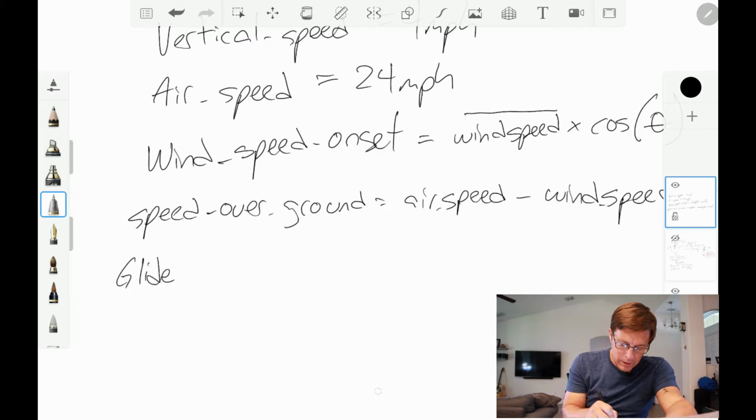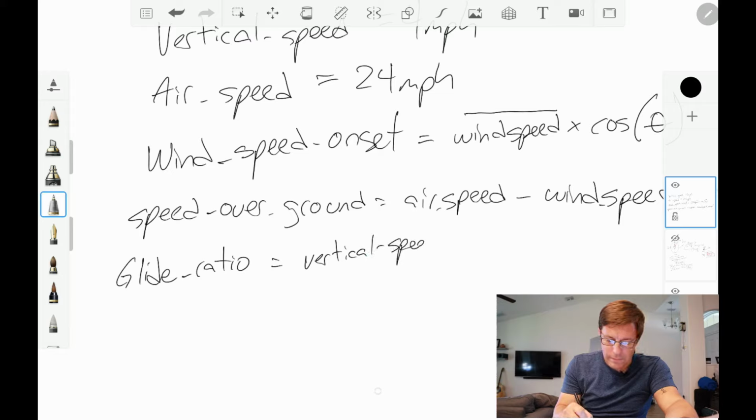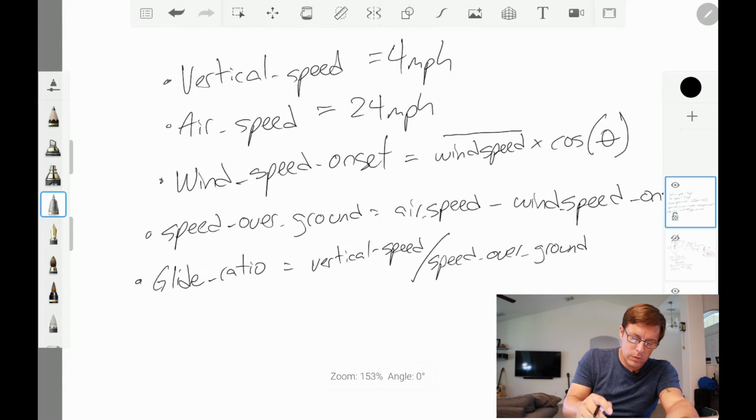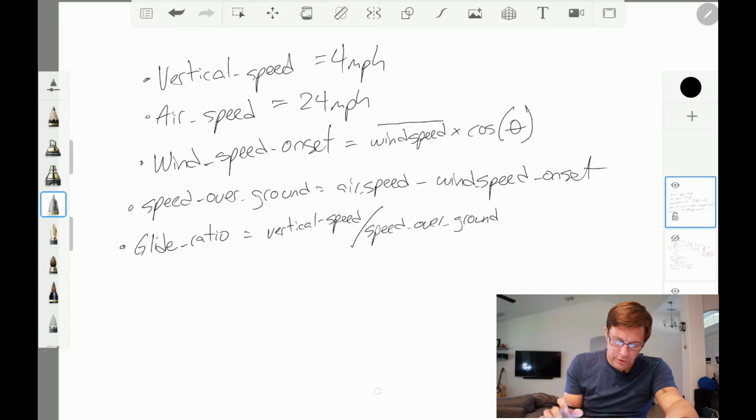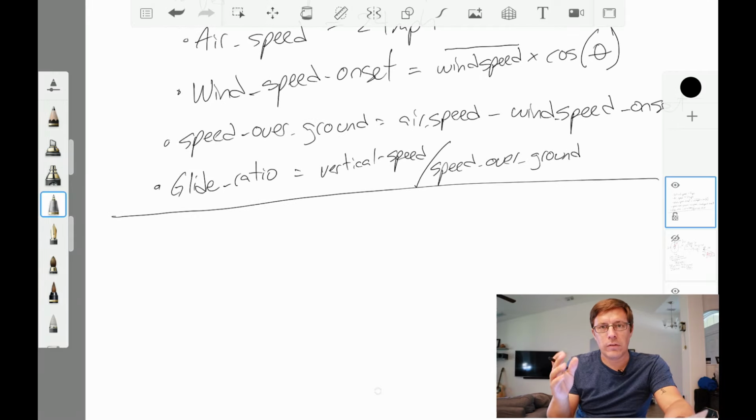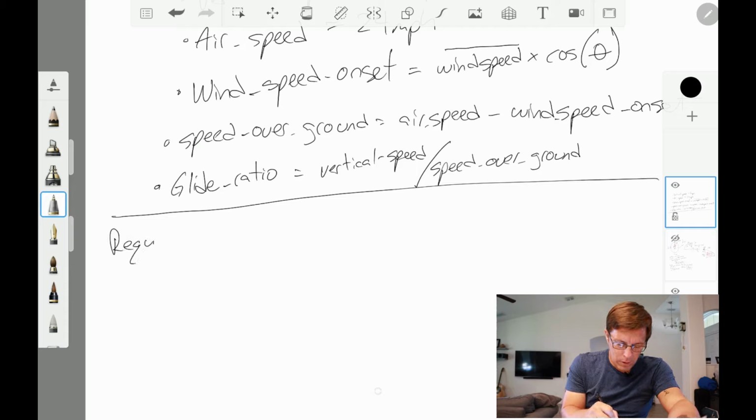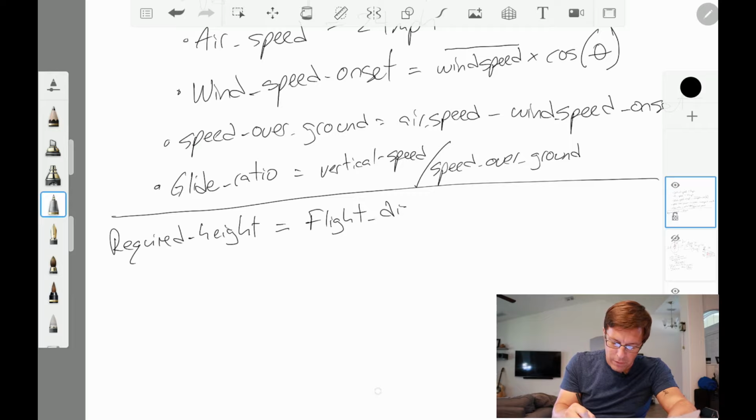Now, the important part: glide ratio equals your vertical speed divided by speed over ground. All right? Cool. So, glide ratio, vertical speed divided by speed over ground. All right. So, let's do an example. First, I'll give you the output of my function, which is how high do you have to be, right, to make that distance, whatever that is. So, required height is equal to your flight distance. In my case, it's 2.5 miles. That's my target distance.